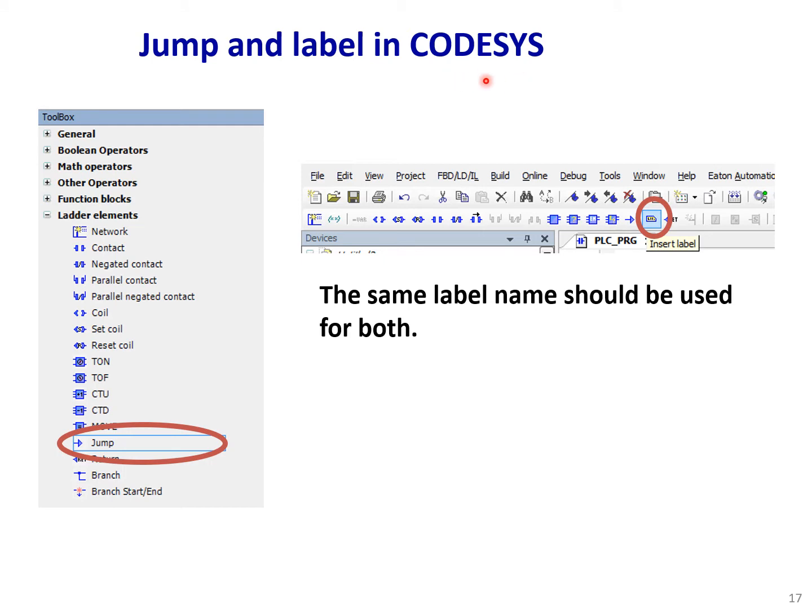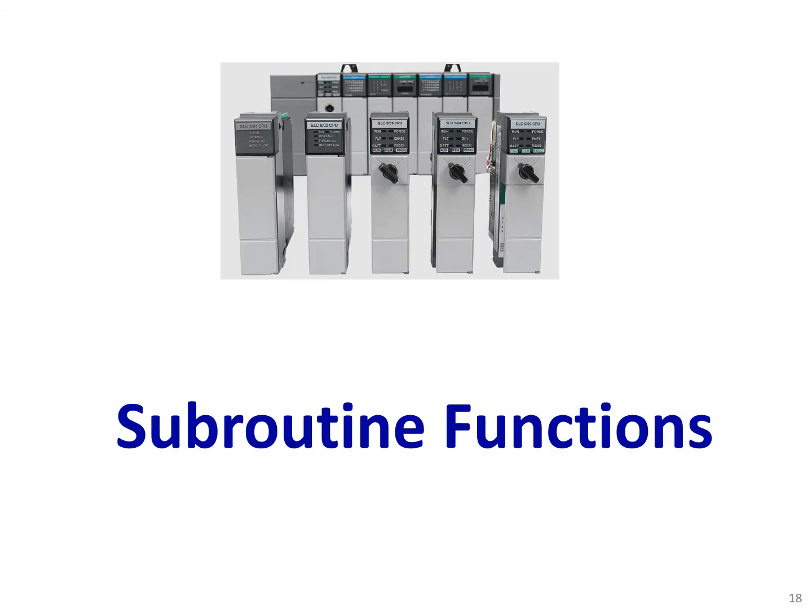Jump and labels in CODESYS. Again, please refer to the videos. They have lots of nice examples, but here you can see where the jump and the label are and how you could use them. The concept is the same between different platforms. The only difference is the way the program is structured and the symbols. Sometimes symbols are slightly different from one platform to the other.